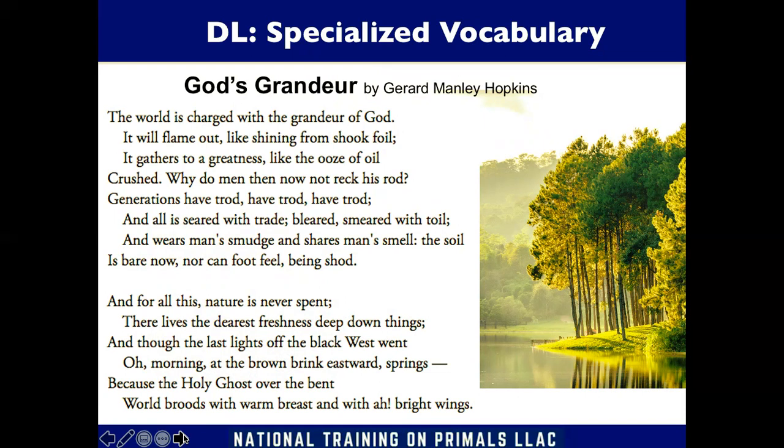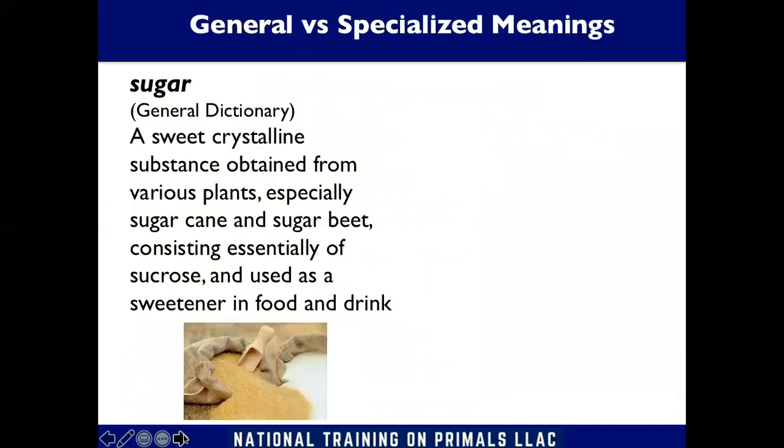For literature, students have to pay attention to the role of rhyme, rhythm, figurative language, alliteration, and many other literary elements. Students must also be able to distinguish between general and specialized meanings. For example, the word sugar.